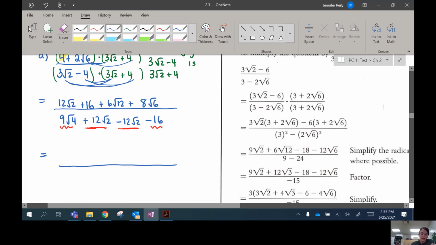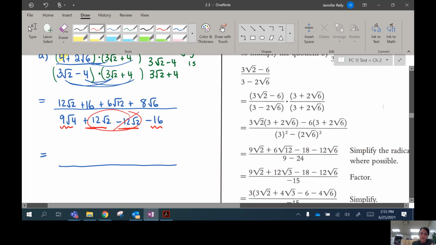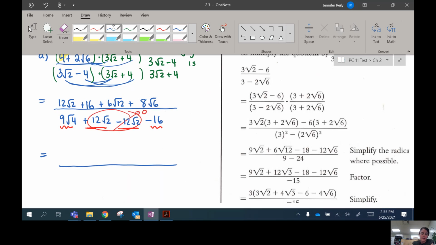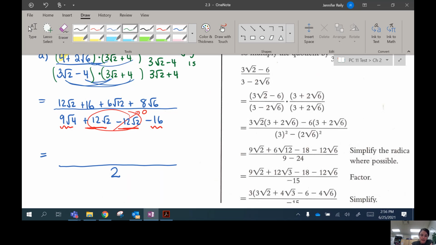Okay, so let's look at the denominator specifically here. Those middle two terms end up being 0. Okay, 9 root 4, that's 18. 18 minus 16, so we just have 2 in the denominator. On the top, though, I can add some like radicals together. Oh, not yet. Okay, so let's simplify anything we can.